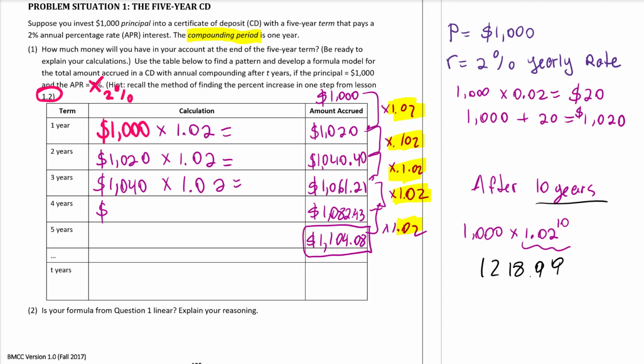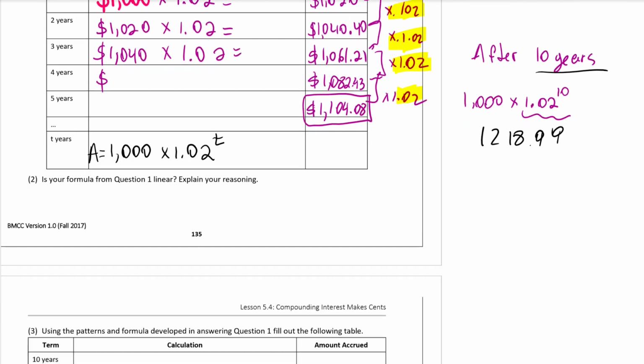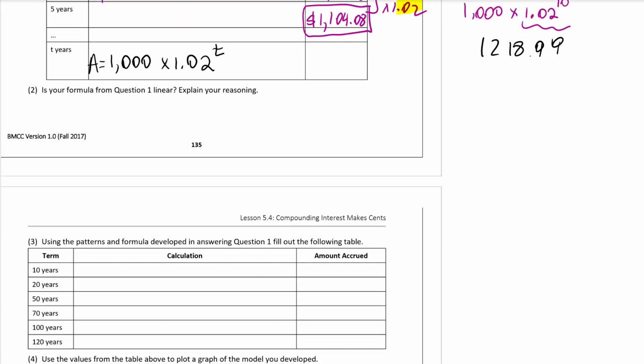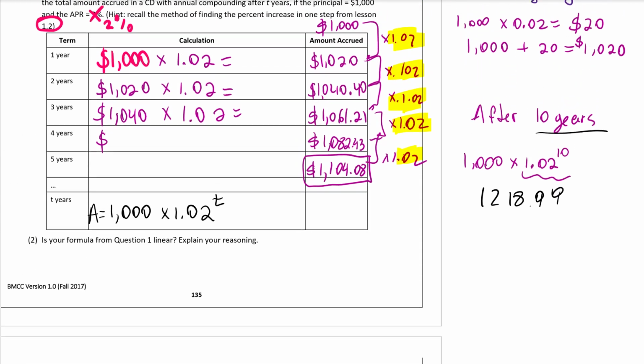So what would it be after T years? Well, it's $1,000 multiplied by 1.02, T years in a row. And that becomes a mathematical model. Here we go, and this is A. Usually we use A for the amount. Are we asked to write it? It's coming up.